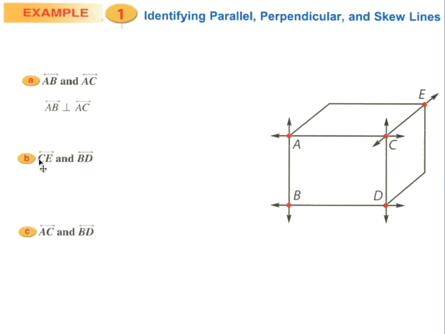Now the next is asking about CE, the line CE is here, passing through there, and BD is here. As you see, if this is a rectangular prism, BD and CE never intersect, and they are not parallel either. So what are they? They are skew lines. The last one is AC and BD. As you see, AC and BD are parallel. So the sign of the parallel is there. That's all for example 1.